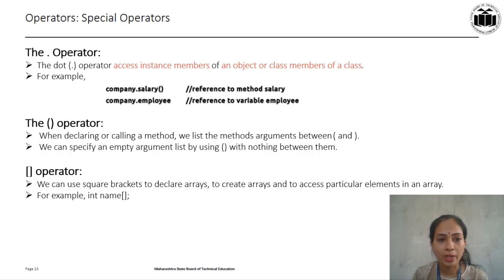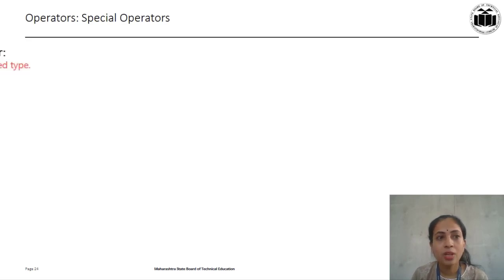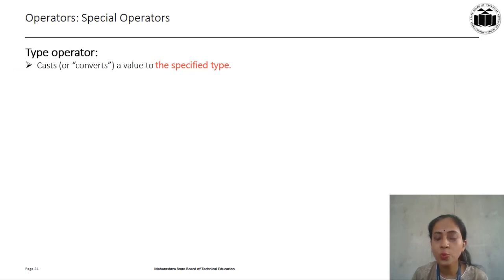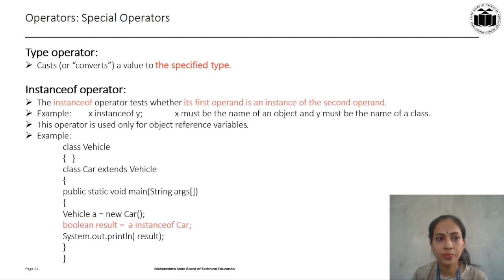Third, square brackets. These square brackets are useful when we declare arrays. For example, int name[]. Next one is the type operator. This operator is useful to convert one data type to another. And the next one is instanceof.